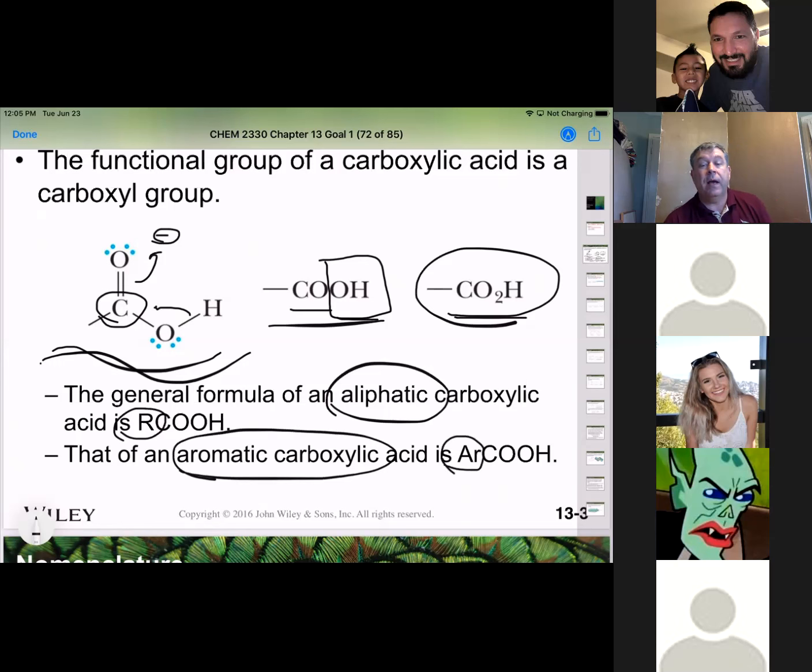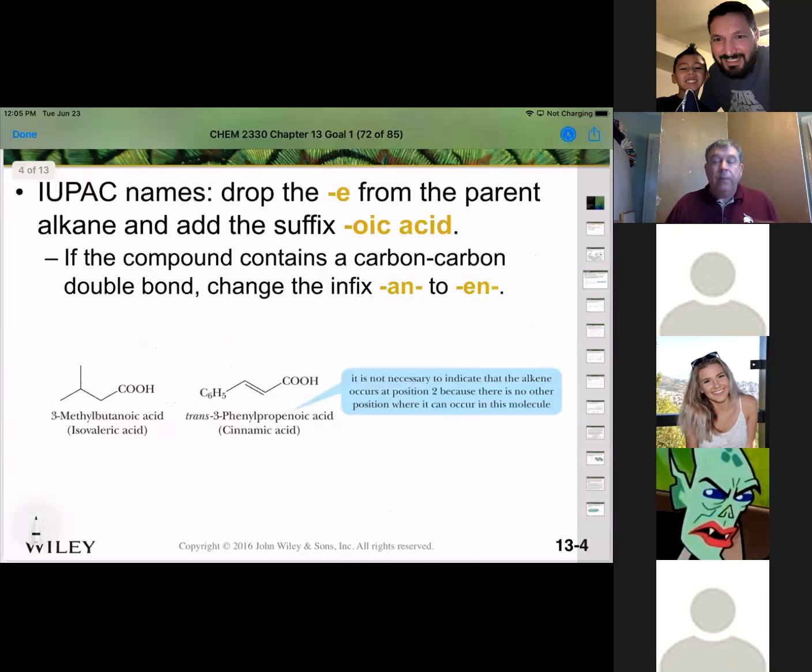AR is telling you that you have at least a benzene ring there, maybe something else. When we look at carboxylic acids, it is the highest priority group. If you have a carboxylic acid on that compound, you name it for the carboxylic acid. The way we do that is we take our longest chain or our ring, and we drop the E at the end and put oic acid.